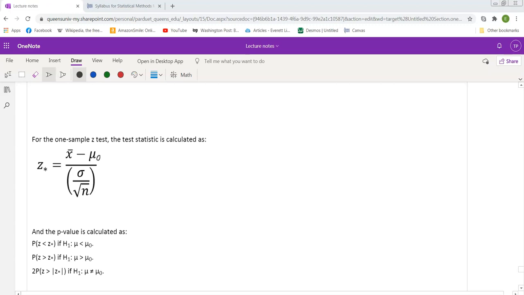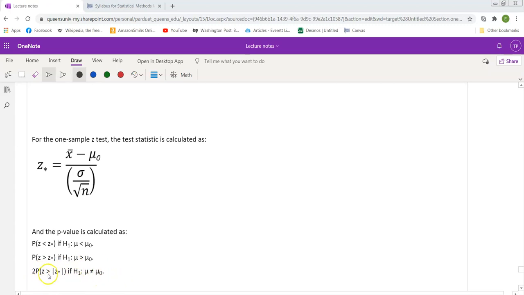Basically, for the less than alternative hypothesis, we're going to end up rejecting H0 if the sample mean is far enough below the hypothesized value. For this alternative hypothesis, where mu is greater than mu naught, we're going to end up rejecting H0 if the sample mean is much greater than the hypothesized value. So if it's farther out in the tail to the right.